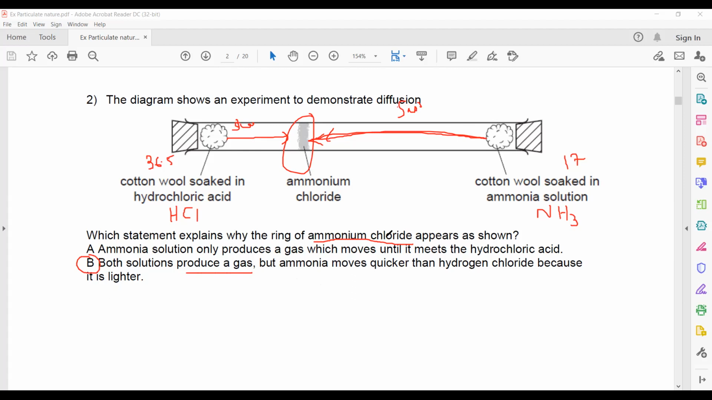It's not like the solutions are moving. The two solutions produce a gas, and the gas diffuses and combines at point B, or position B.